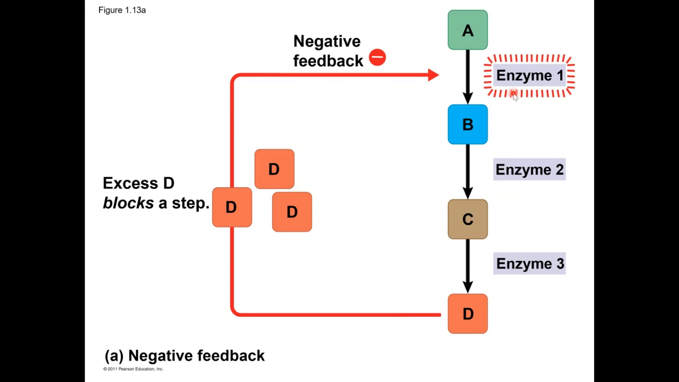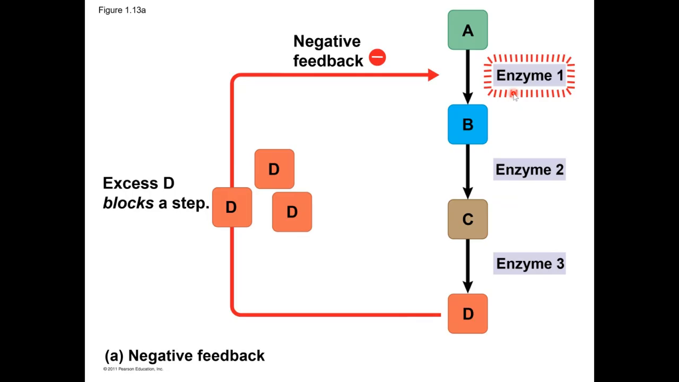Enzyme 1 can only turn A into B. It can't do anything else. Enzyme 2 can only turn B into C. It doesn't do anything else. Enzyme 3 can only turn C into D and nothing else. So the object of this metabolic pathway is to start out with a bunch of A and turn them into Ds because we need the Ds. We don't want to waste it. A metabolic pathway is very much like a production line where the molecules are the things coming through the production line, and the enzymes are like the workers.